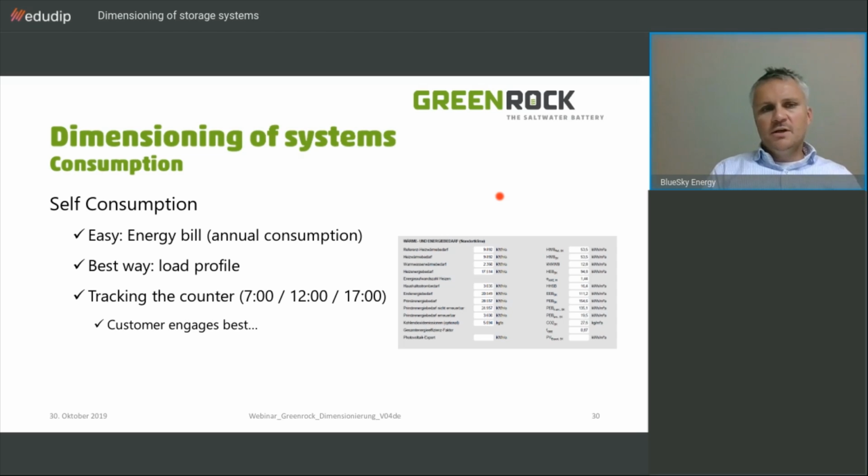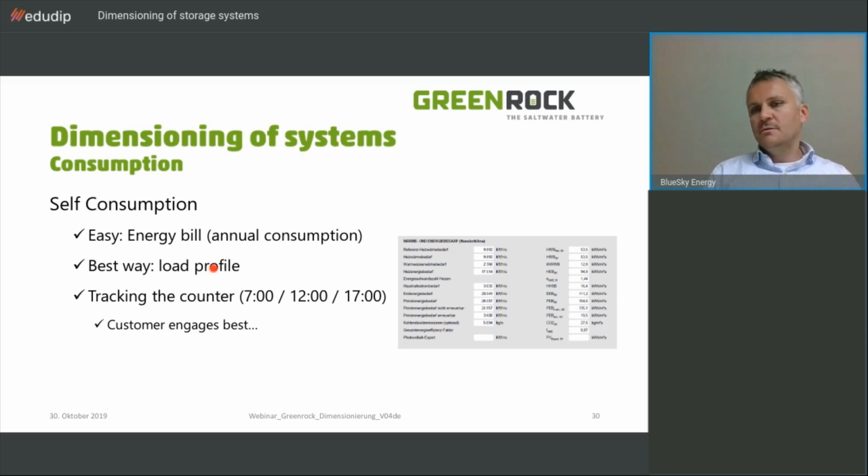So of course, the one easy way to obtain it would be the energy bill, that we're seeing the energy consumption on an annual basis. That, of course, does not really give us any distribution throughout the year or days, but it gives us a first rough guideline.